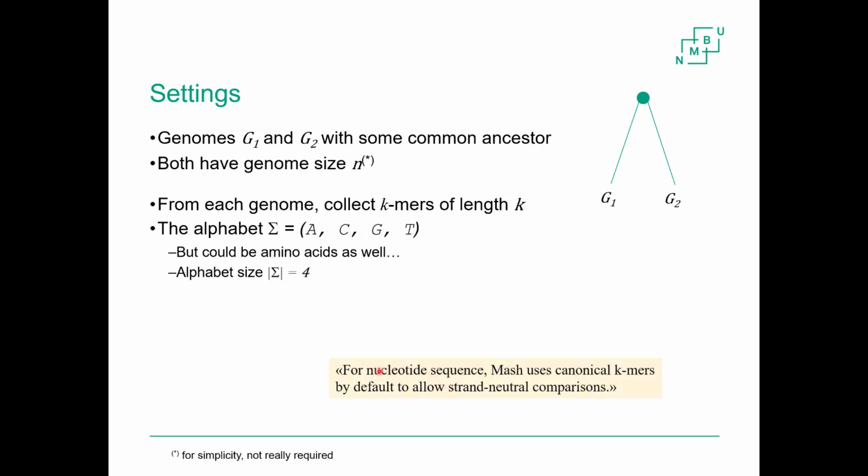And here is a quote from the paper. For nucleotide sequences, MASH uses canonical k-mers by default to allow strand neutral comparisons. So remember this. And we know what canonical k-mers are. Go back to module 3 if you don't remember. So we collect the canonical k-mers from each genome, or actually, we will see how we do this. But think of it in this way.